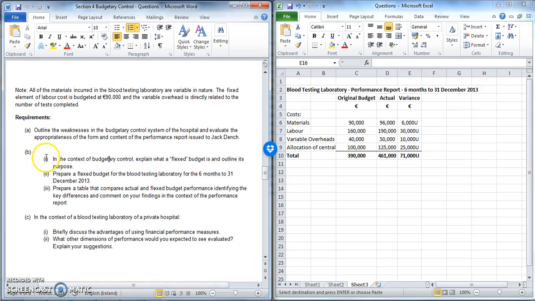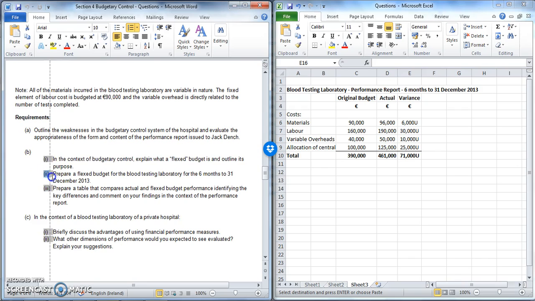So part B, part 1 asks you, in the context of budgetary control, explain what a flex budget is and outline its purpose. So again, two parts. What is a flex budget and outline its purpose. So again, we won't spend too much time on that. You can get that from the slides and understand what it is and its purpose.